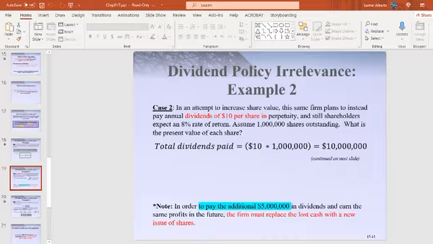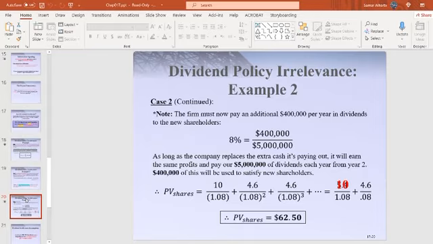Now, because the company pays extra dividends here, they need money. How are they going to finance this? They will issue shares to shareholders to take money, then pay it as dividends. So again, the firm must replace the lost cash with newly issued shares to earn the same profit in the future. It will need an additional 5 million so that it can still pay the dividends. Okay? This is just one scenario.